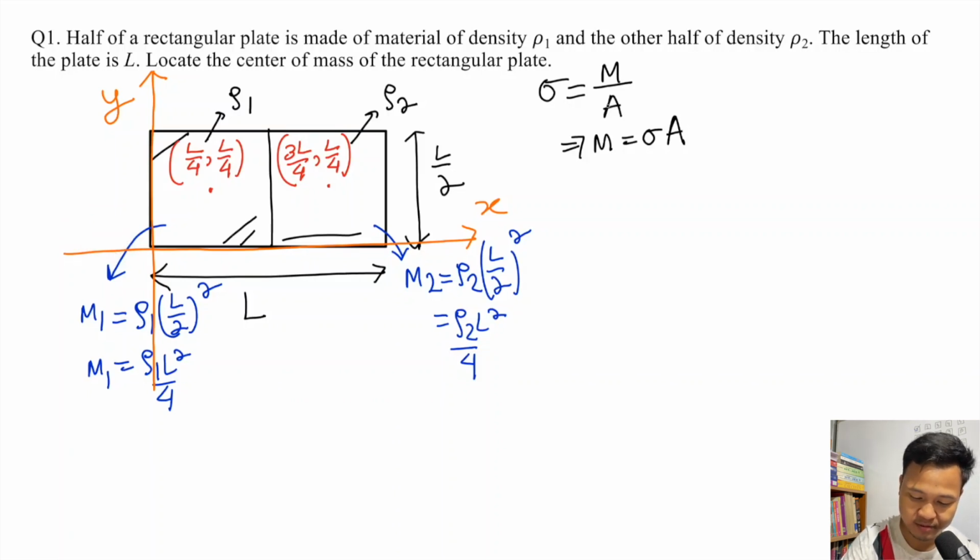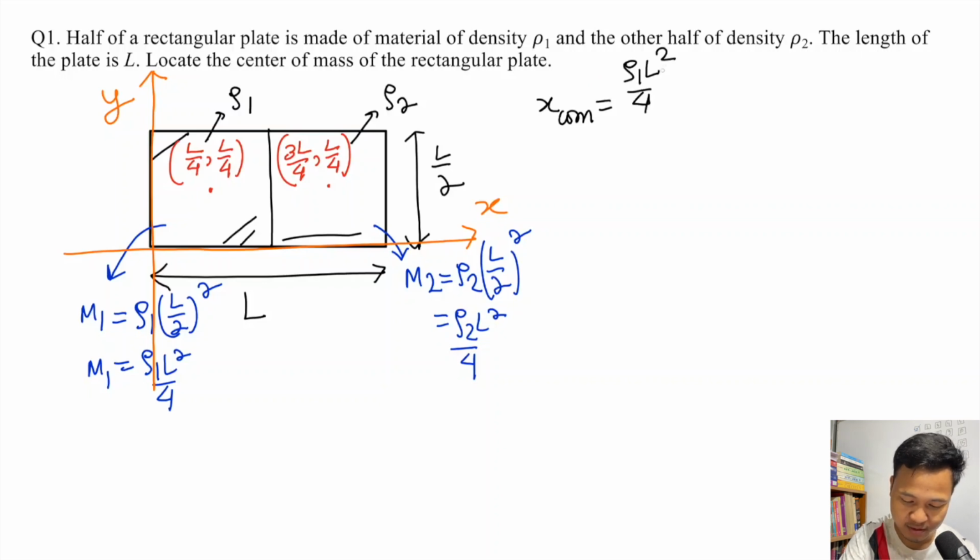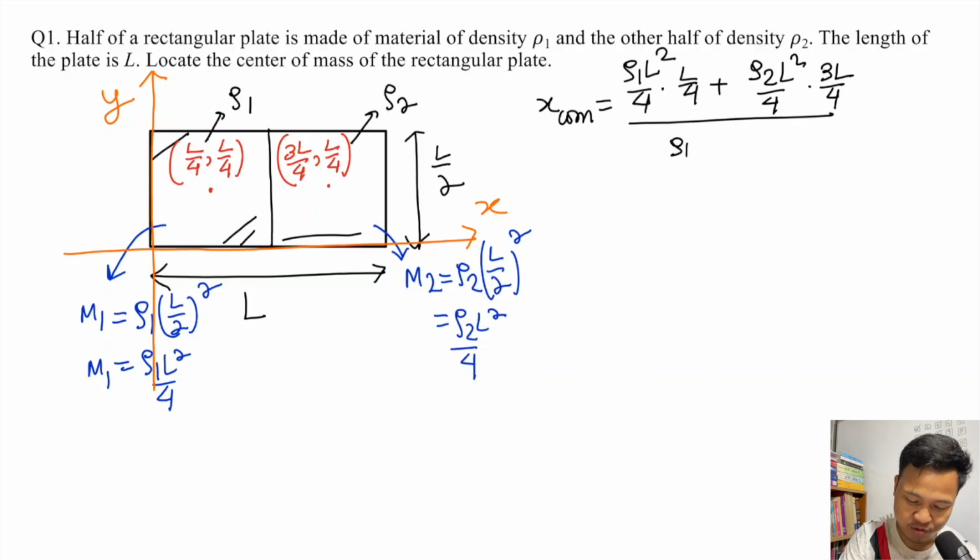Now we apply the formula directly. Here x COM will be m1 x1, with m1 being rho 1 into L square by 4, into x1 which is L by 4, plus rho 2 into L square divided by 4 into x2 which is 3L by 4, divided by m1 plus m2, that is rho 1 into L square by 4 plus rho 2 into L square divided by 4.